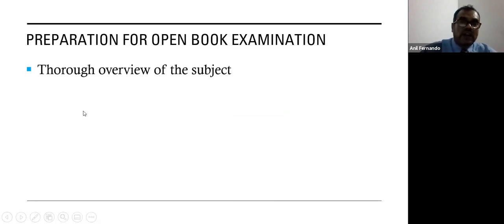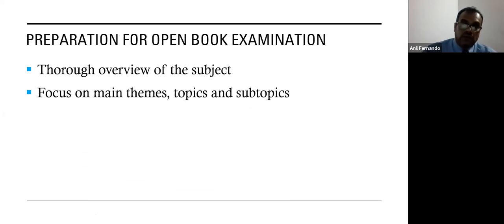So what I was just talking about, the preparation for open book examination, I just simply explained to you the nature of open book examination, the essentials, what you are supposed to do to be successful at open book examination. You need to have an overview of the subject. How are we going to get that overview? You can develop a mind mapping based on main themes, topics, and subtopics.